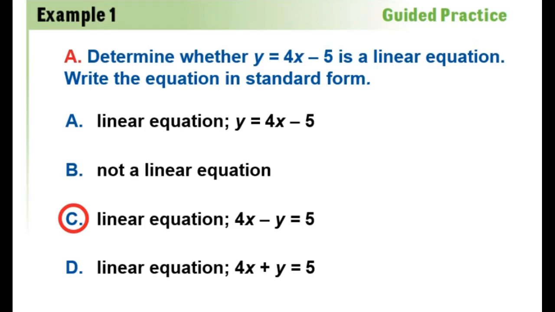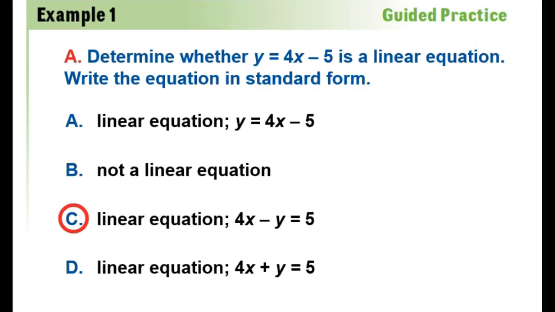What's a here? 4. So this is a. What is your b? No, b is, include the negative. So this right here is b. Technically there's a 1 there, so that would be b. And what's 5? It's c. So this is your c. That's how you put that into standard form. Now you see why the answer is c there.